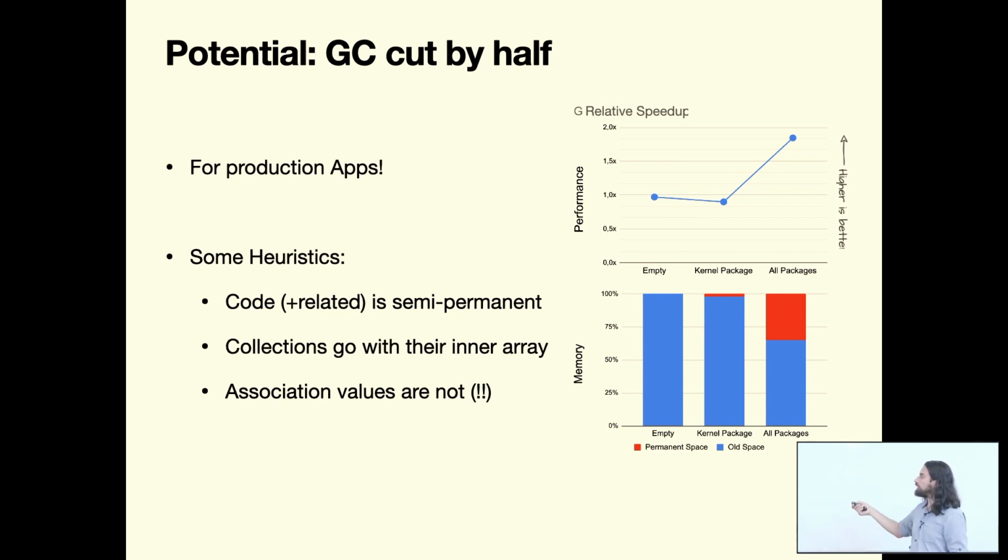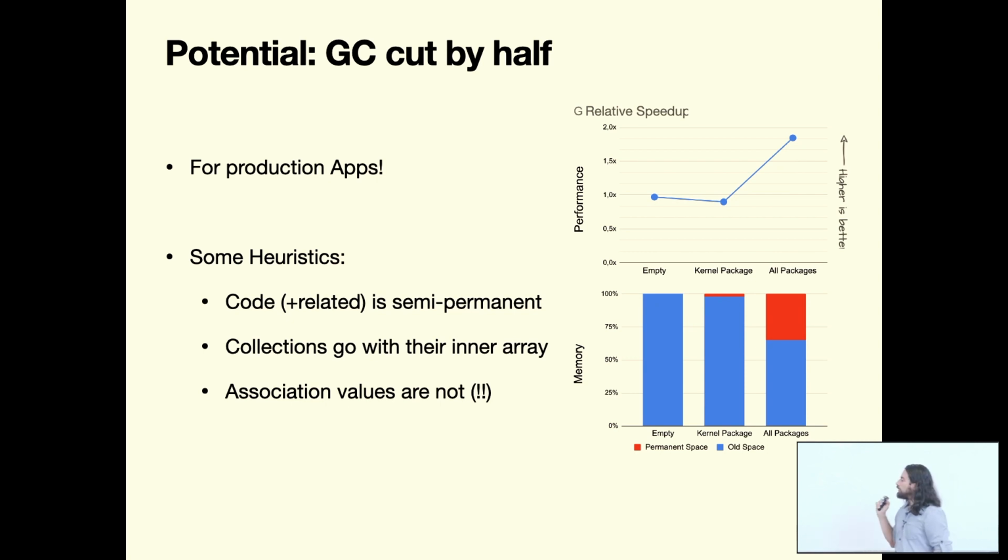Some other heuristics that are actually needed to have a good selection that we saw so far is that collections need to go with the inner array. Otherwise, if you have an ordered collection that has an array, and you move just the ordered collection, then the ordered collection will always be in the remembered set. So you have an interest in moving also the inner array. Something that also worked for us is that when we move an association to the permanent space, the values of the associations we don't move by default. If you need to move them, that needs to be done case by case.